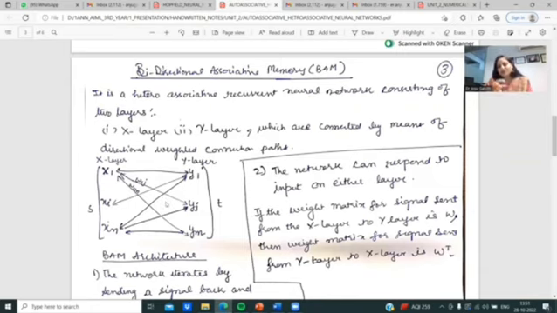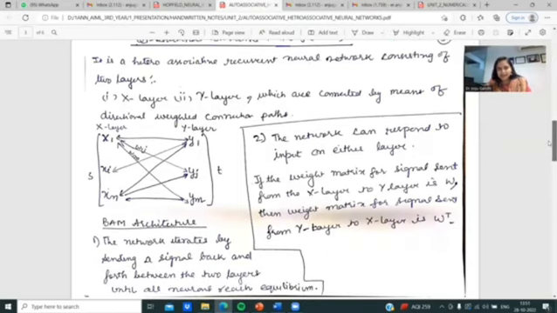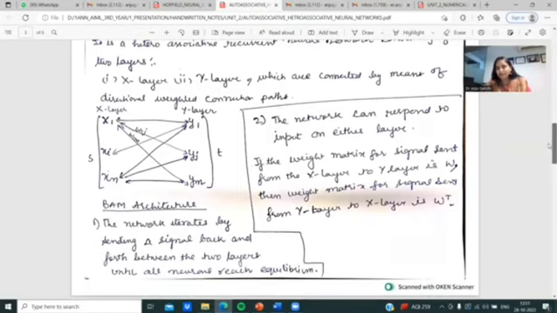So this is the way you have to assign the weights, right? How we have to assign the weights, that is all that we have to study. Now, talking about its features and characteristics, what we have in BAM, let's see. The network iterates by sending a signal back and forth between the two layers like this, until all neurons reach equilibrium.